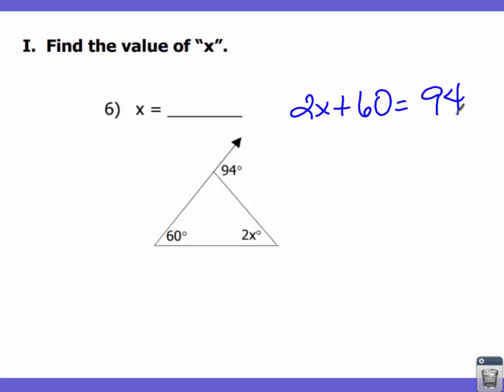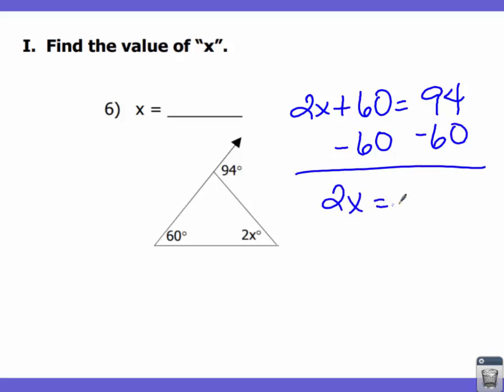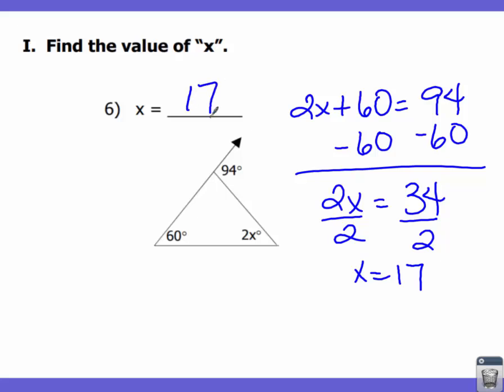Okay, so to solve for x, I get rid of the 60. So I subtract 60 from both sides. I end up with 2x is equal to 34. So that 34 is actually the measure of this angle. But I'm looking for angle x, or the measure of what x is. Okay, so I have to go ahead and solve this. So I divide by 2, x is equal to 17. So the value of x is 17.